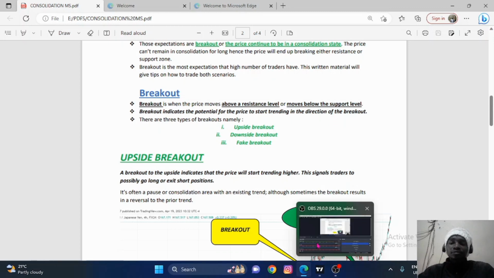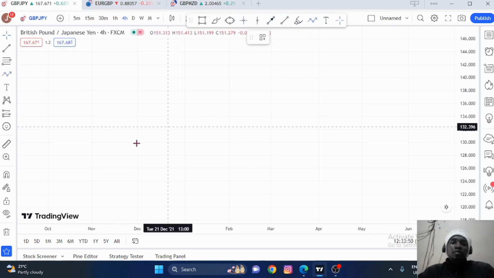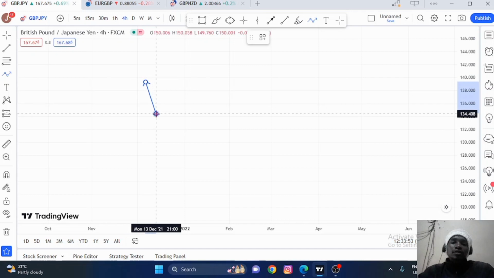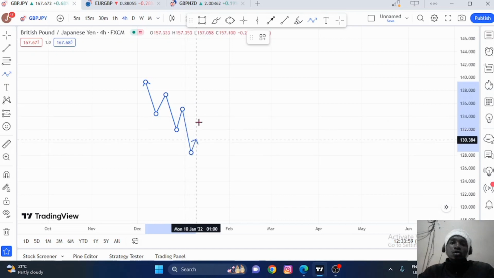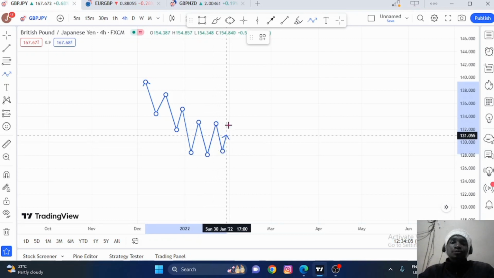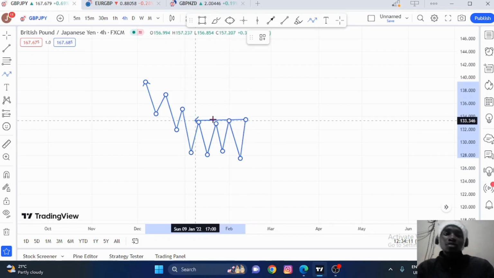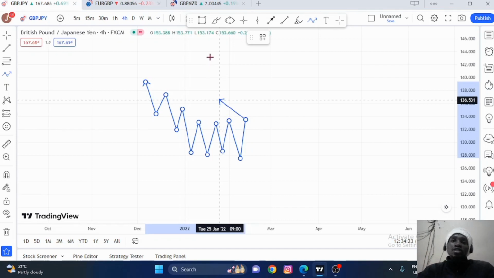Let me explain that. Let me go back to my chart. I'm talking about consolidation. Let's say, for example, the market was moving in a downtrend, making lower highs and lower lows. Then the market starts consolidating into this kind of market structure. After the market is in this kind of consolidation, it accumulates volume, or we call it energy accumulation. Then we get what we call energy release.